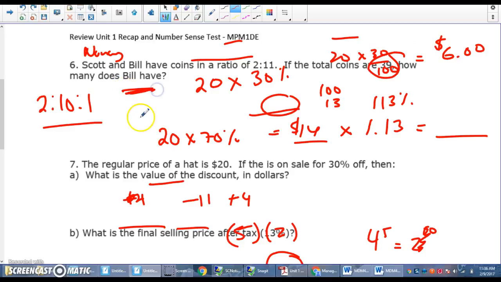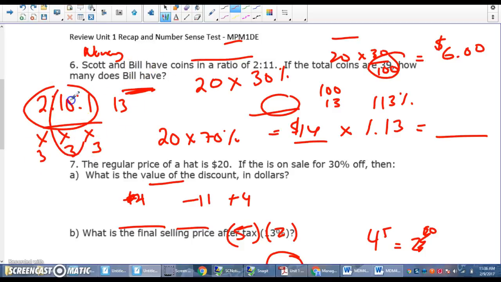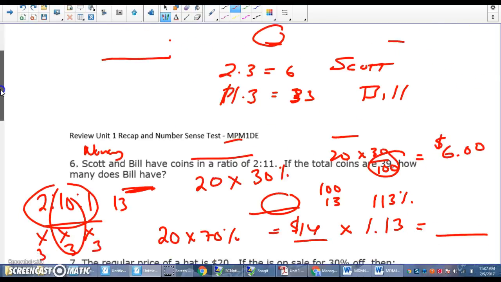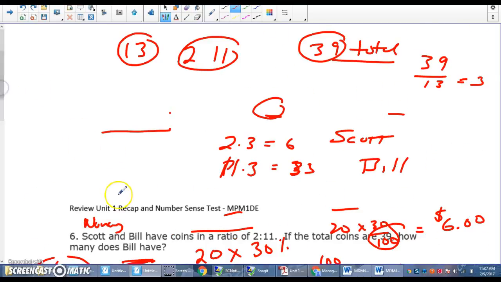Okay, let's look at that. And what you're going to do here is the same thing. Add these up. You're 13, 39 total. Everything times 3, times 3, times 3, times 3. So which guy was Bill? Bill was this guy. Bill now has 30 coins. Okay, which is not what the answer was before, because the answer was 33 and the whole thing got shifted down. That's why I got confused. There's your answer from before.